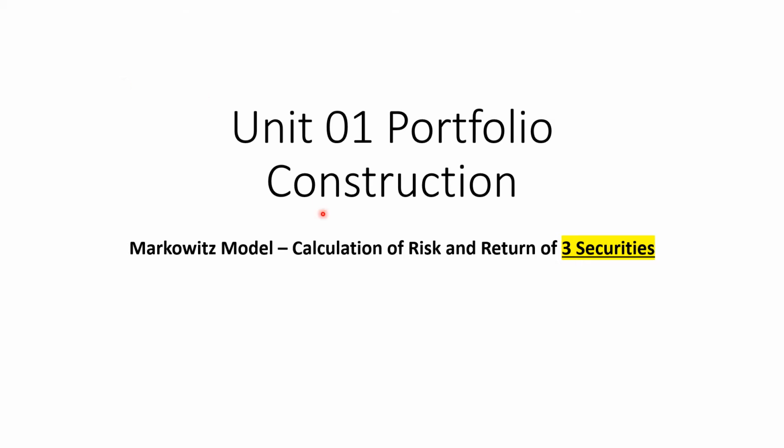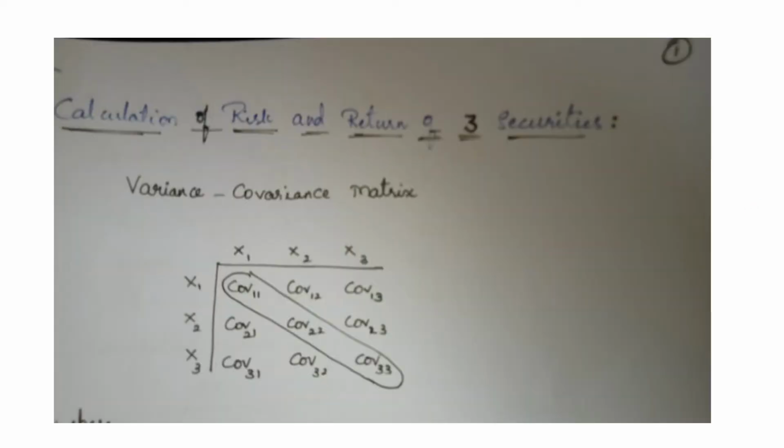So, this is the Markowitz model, wherein we are going to see how to calculate the risk and return for three securities. In the previous classes, I explained how to calculate the return and risk of two securities, whereas here we'll see the calculation of risk and return of three securities, same under the Markowitz model. So, calculation of risk and return of three securities.